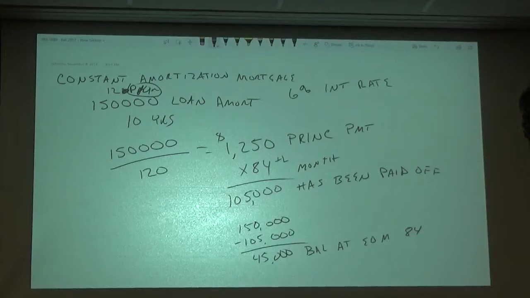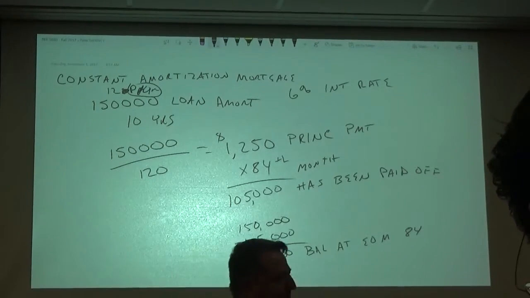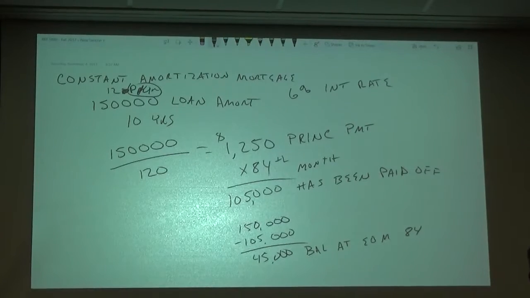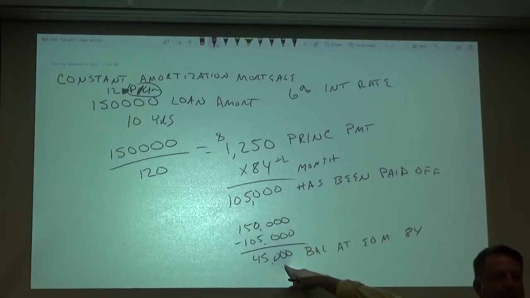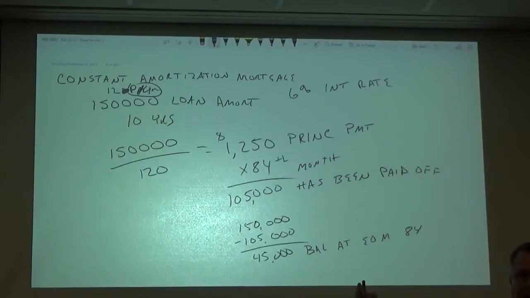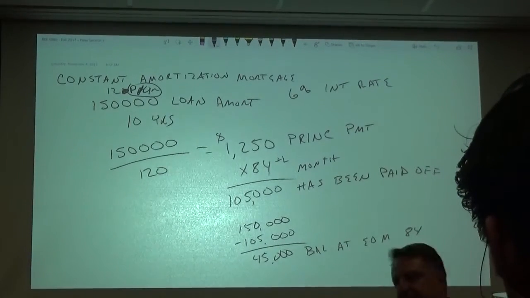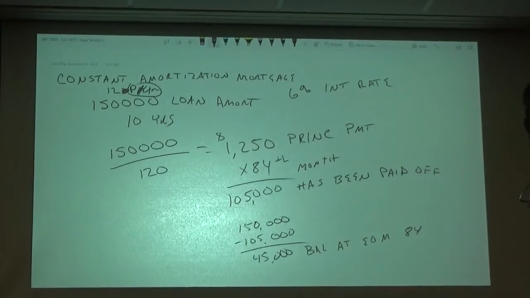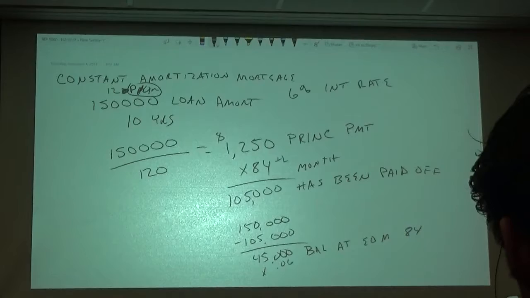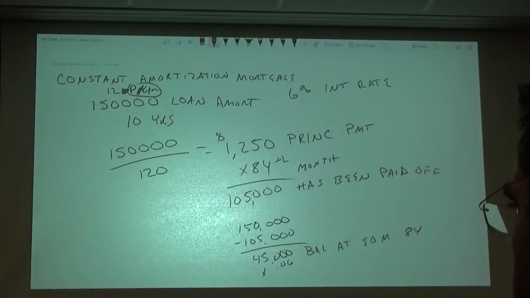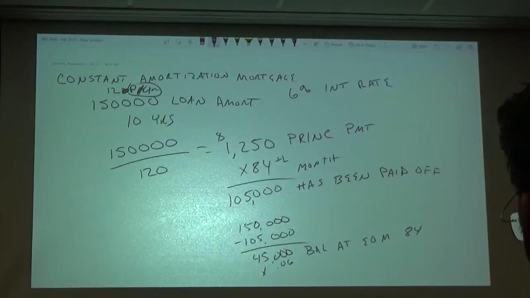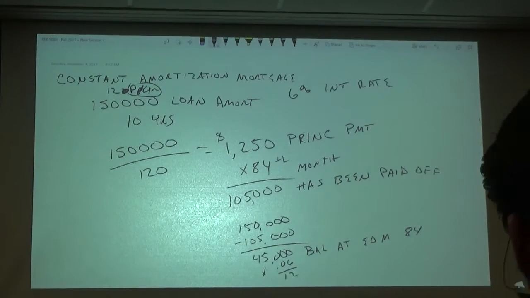Okay? Now, to calculate the interest for that month, what do we have to do? Multiply the 45,000, because that's our balance, times 6% divided by 12.